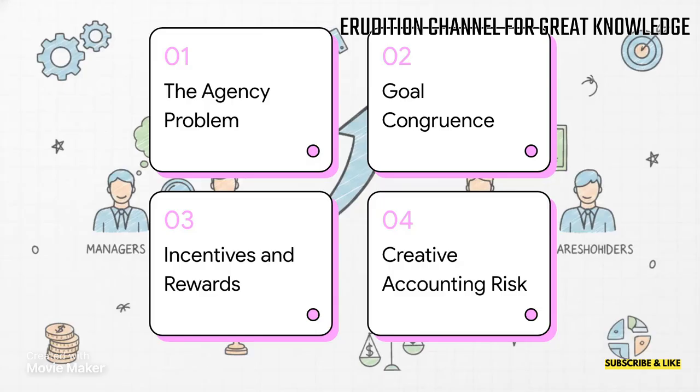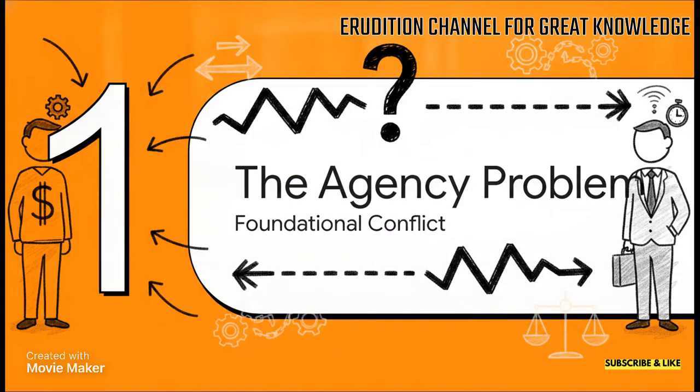Here is our game plan for today's explainer. First, the agency problem. Second, defining goal congruence. Third, incentives and rewards. And finally, number 4, the creative accounting risk. Let's get right into it. Section 1. The agency problem.